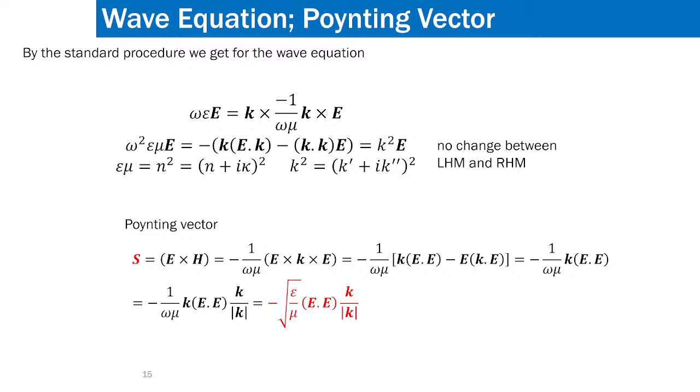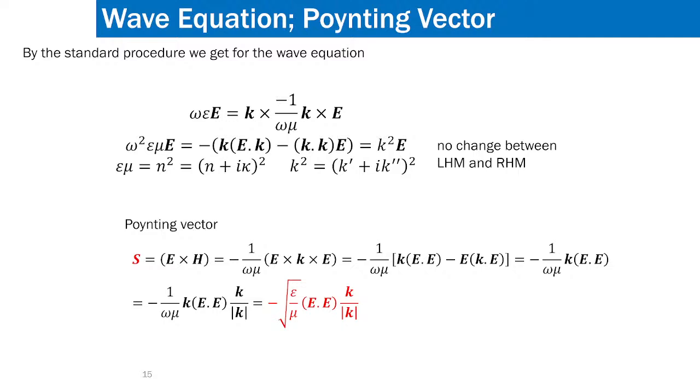So this will be equal to minus root over epsilon by mu, which we get from 1 by omega mu, into k, and this into E dot E into k divided by absolute of k. Now the left hand side is S, and the right hand side is this: minus root over epsilon by mu E dot E into k by absolute of k.